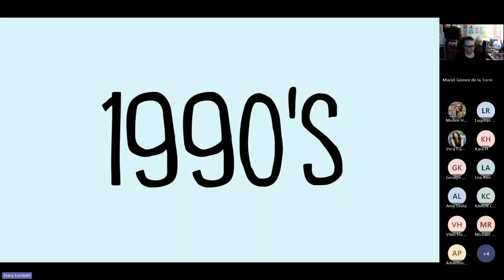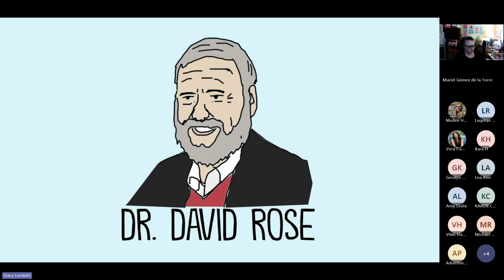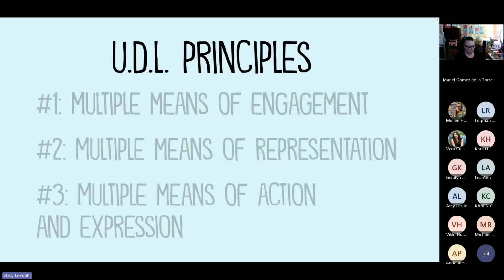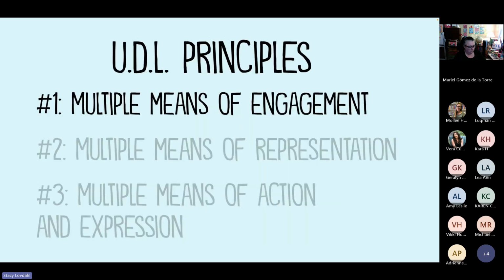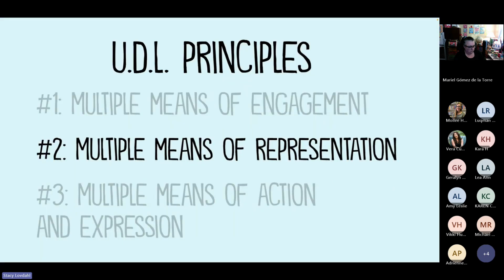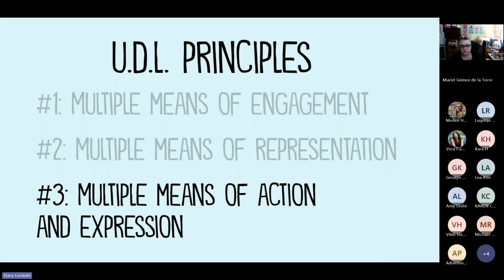In the 1990s, Dr. David Rose and the Center for Applied Special Technology, or CAST, articulated 3 UDL principles. Number 1, multiple means of engagement, which focuses on the affective networks or the why of learning. Number 2, multiple means of representation, which focuses on the recognition network or the what of learning. And number 3, multiple means of action and expression, which focuses on the strategic networks or the how of learning.